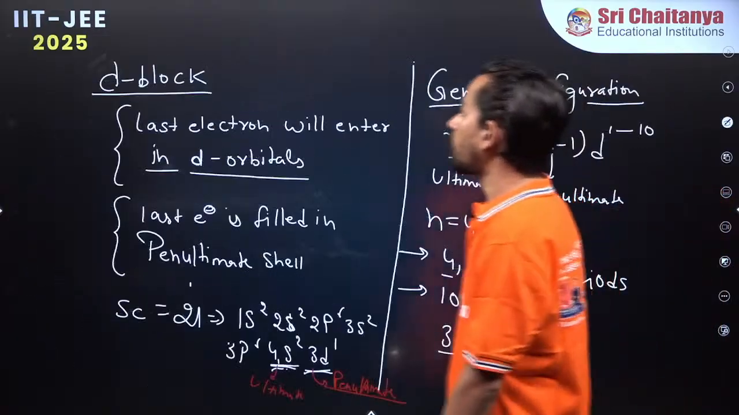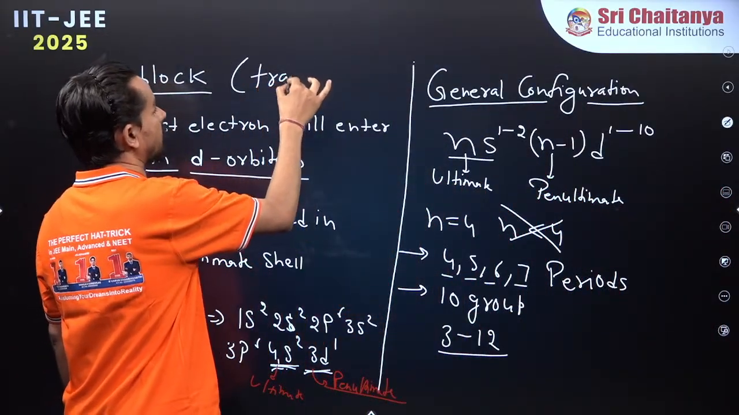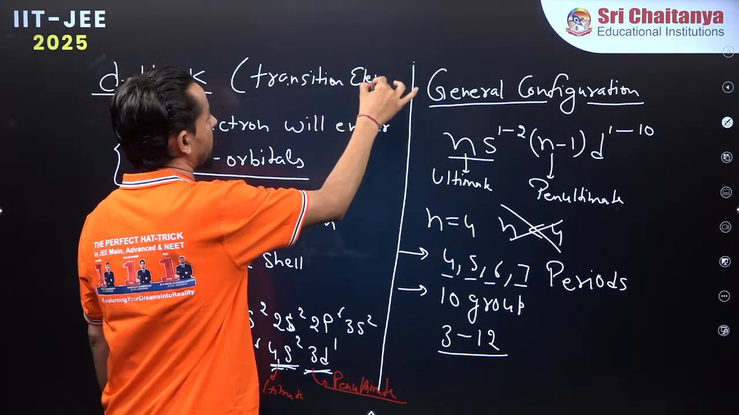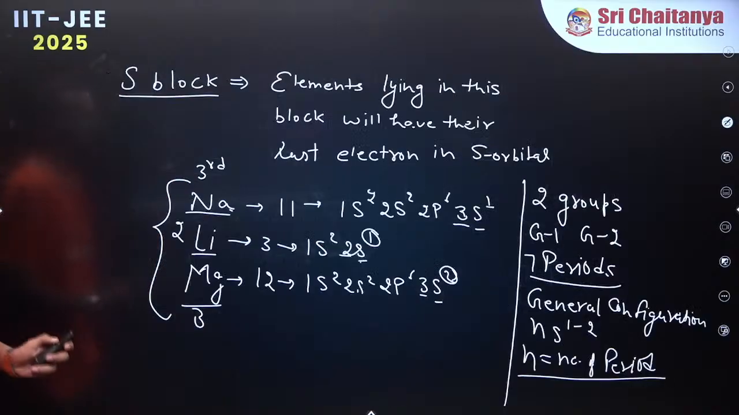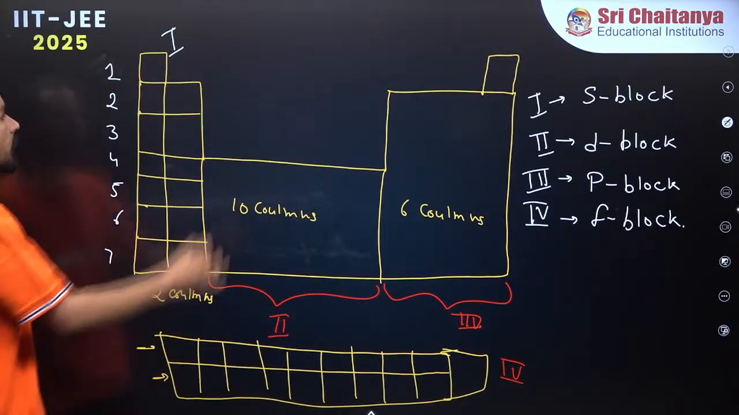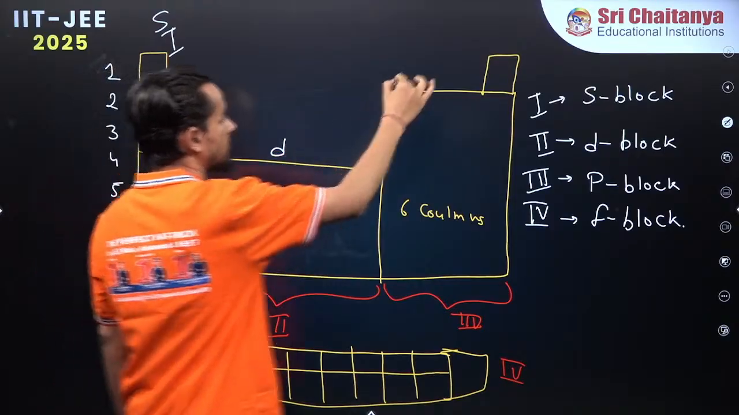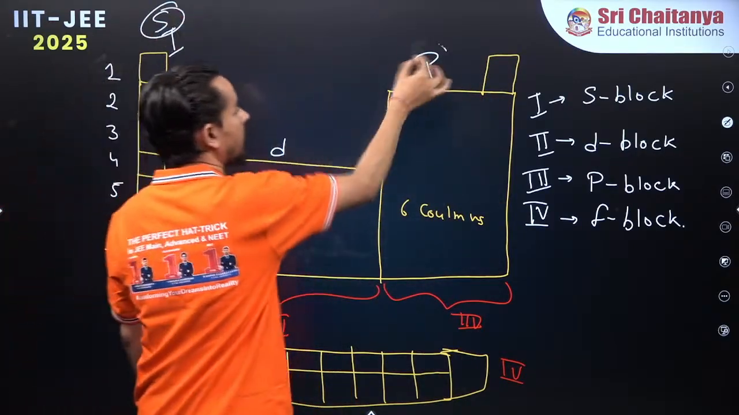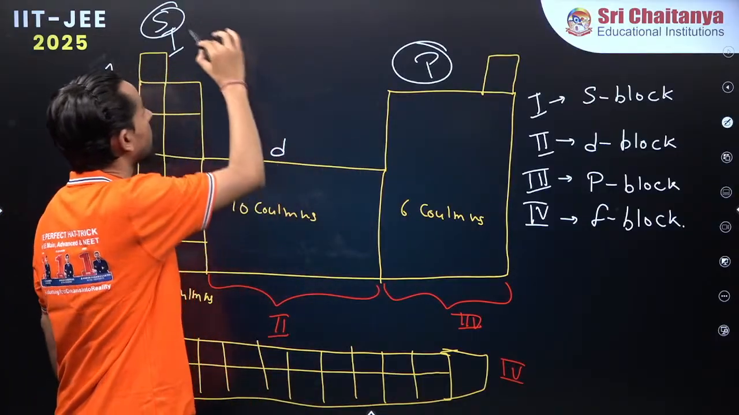Okay, one more thing is there: d block elements are also known as transition metals or transition elements. Most of them are metals. Let me tell you why they are known as transition elements. This is known as the s block, this is the d block, this is the p block. So s and p combined are known as the main groups.